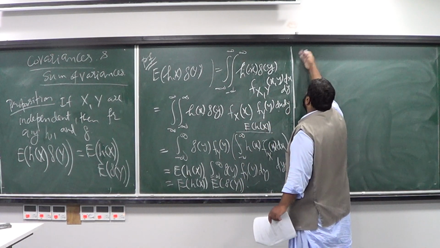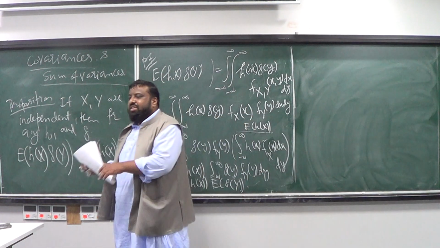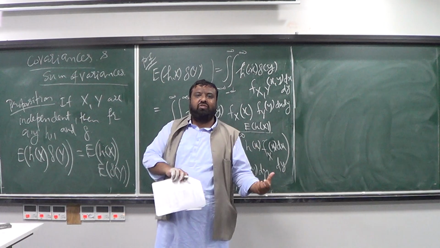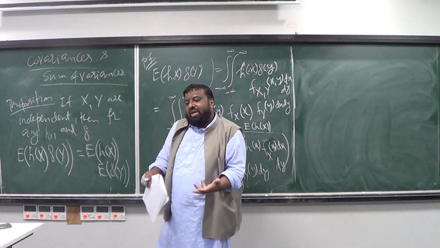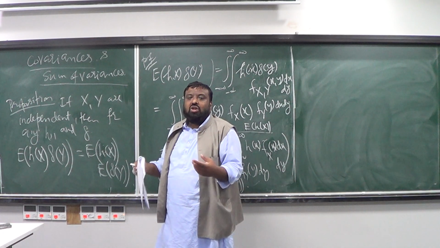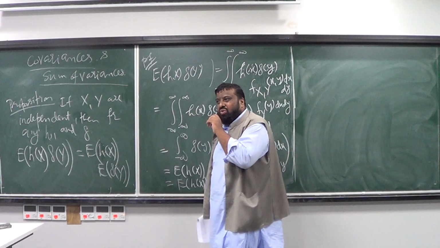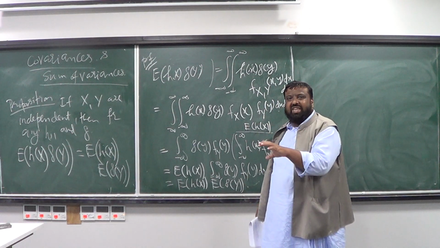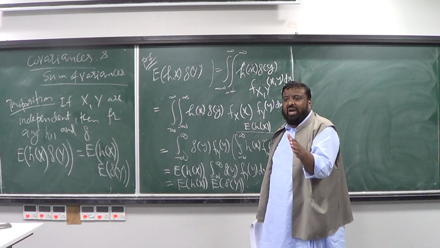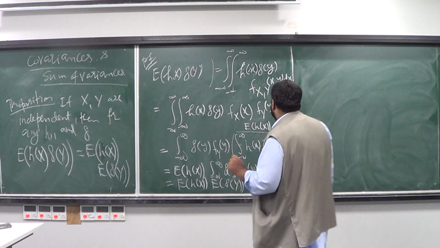Now, let me define the covariance. The variance is the deviation from the mean in one dimension. The covariance is a two-dimensional analog of the variance. When you have two random variables, you do not talk about the variance of X and Y together; you talk about the covariance. The covariance is about how much, on average, X and Y both deviate from their means. So it's a two-dimensional version of variance.